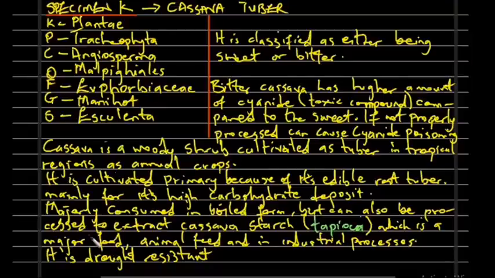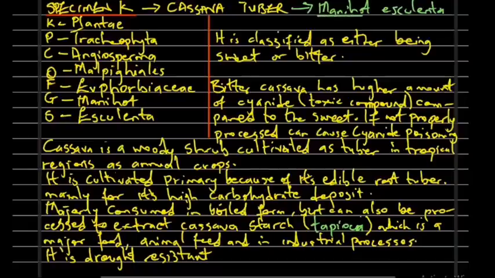So we have the next specimen now to be specimen K, that is cassava tuber. Cassava tuber has its own scientific name as well, and we have the scientific name of this particular crop to be Manihot esculenta. You can see it's written here, Manihot esculenta. That is what the scientific name will look like.